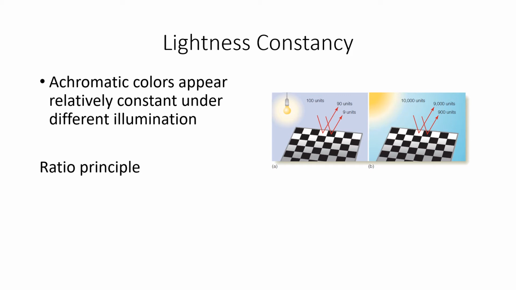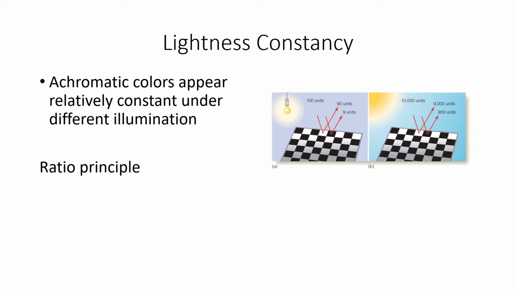We're doing a comparison of what's on the retina. Achromatic colors appear relatively constant under different illuminations as well, and I'm going to show you in these pictures why that's pretty amazing. If we look at a light, and let's say it's emitting 100 units of light, and the white squares on my checkerboard are reflecting 90%, and the black squares are reflecting 9%. So with the white squares, I'm getting 90 units of light being emitted into my eye, and with the black squares, I'm getting 9 units.